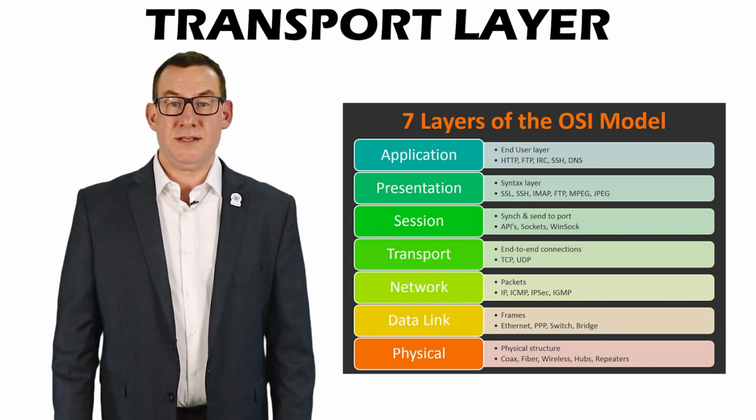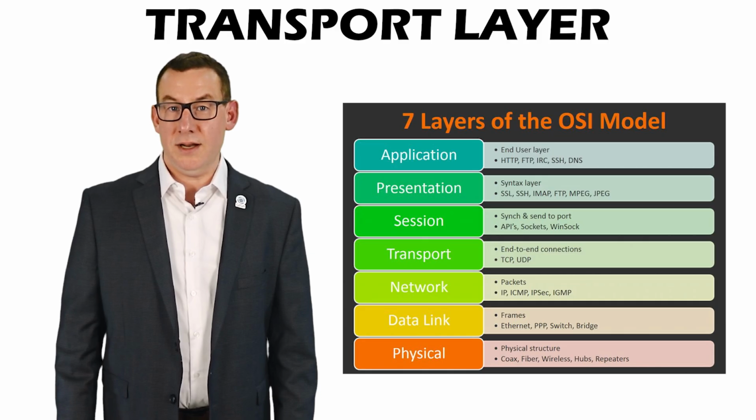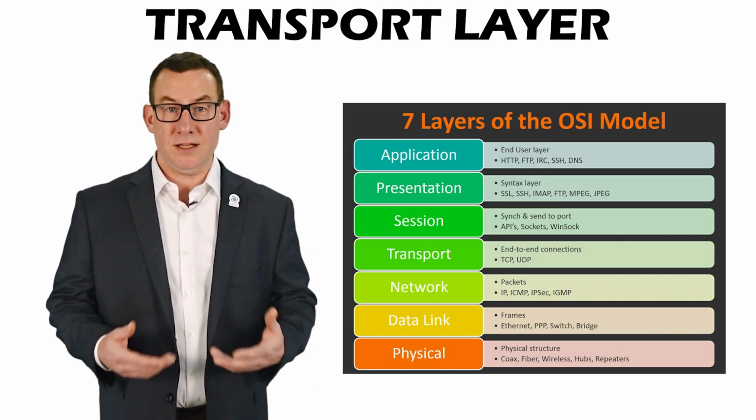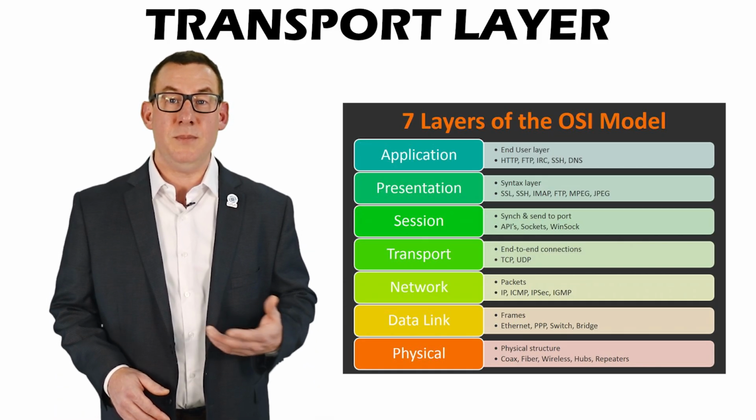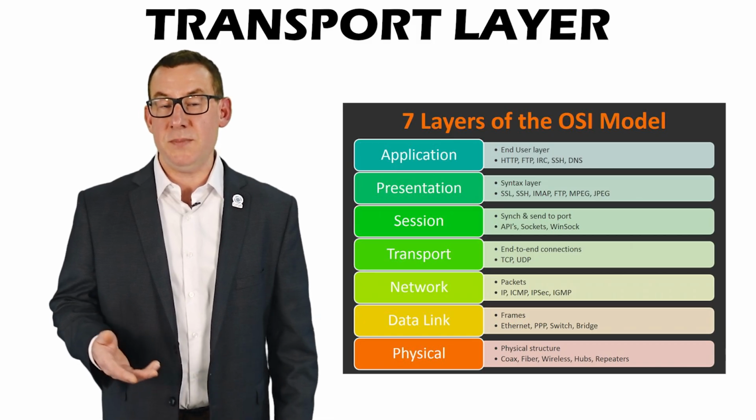Layer 4 of the OSI model is the transport layer. The transport layer ensures data arrives correctly using TCP for reliability and UDP for speed.